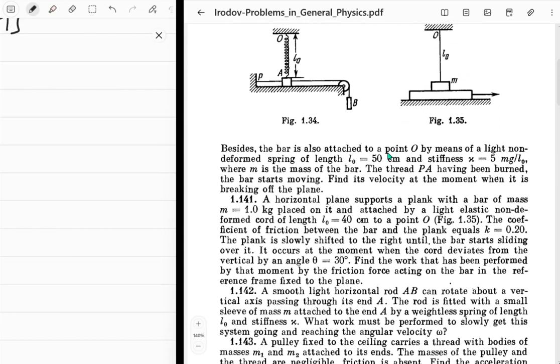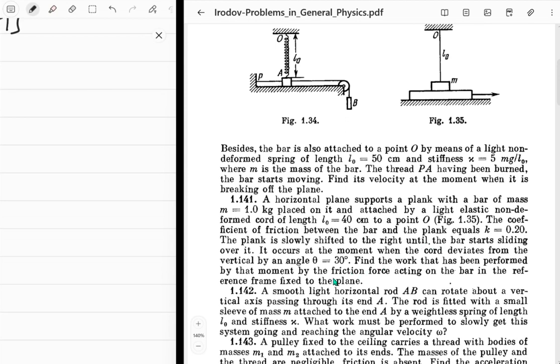You got a mass and some rock. Okay, this string. Fine. Non-deformed cord of length. Fine. The coefficient of friction between the bar and the plank equals something. The plank is slowly shifted to the right until the bar starts sliding over it. It occurs at the moment when the cord deviates from the vertical by an angle of 30 degrees. Find the work that has been performed by the friction force acting on the bar in the reference frame fixed to the plane.